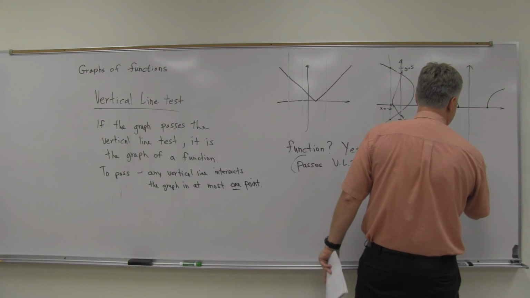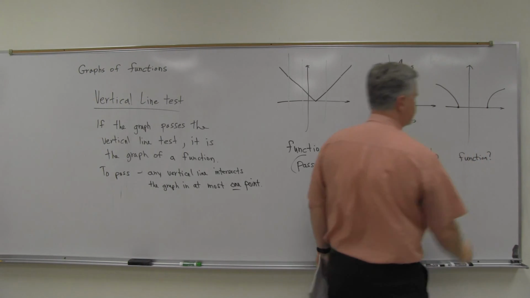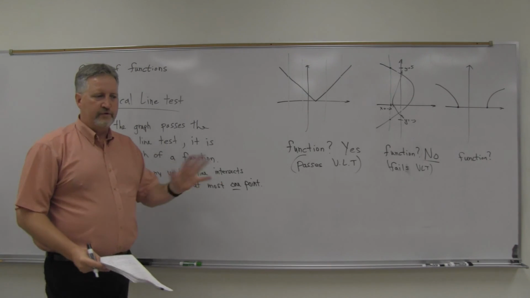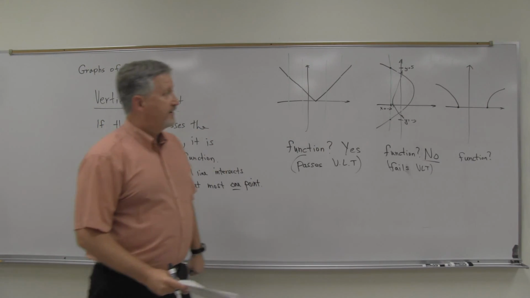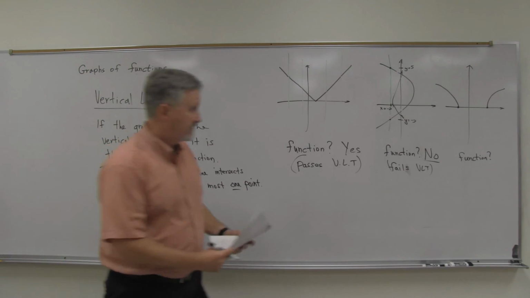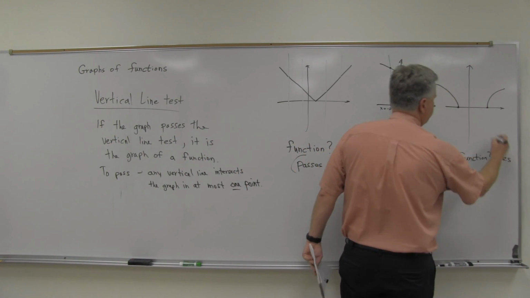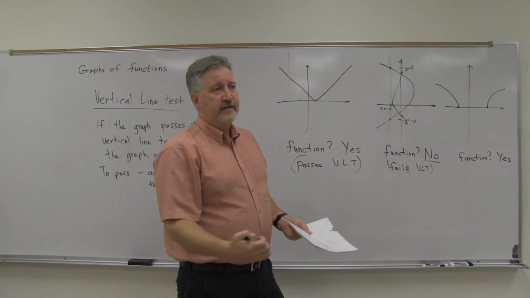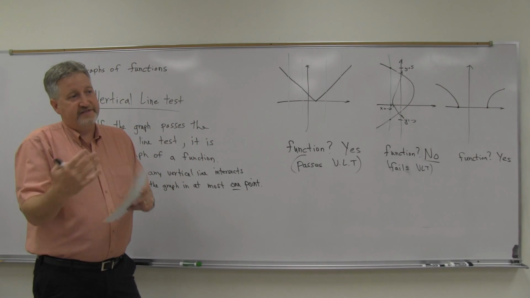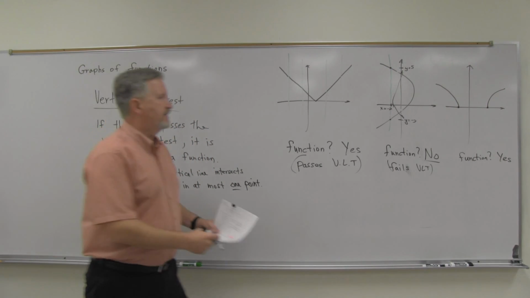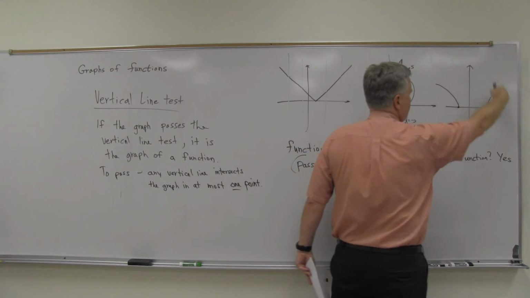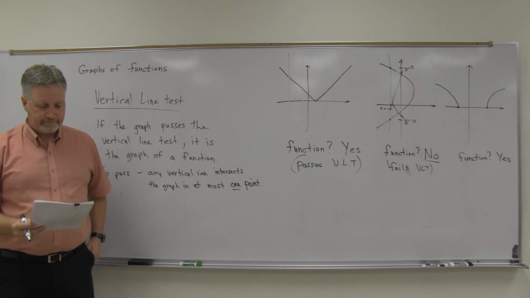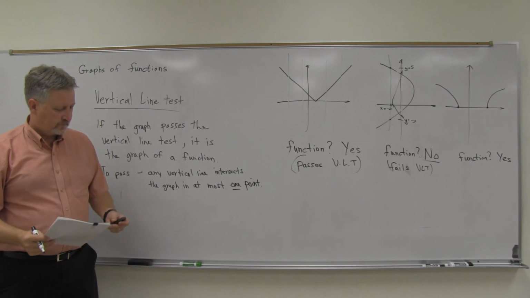One more here. Is this one a function? It's got two pieces. Your functions could have more than one piece. Is this one okay? Yes. In the middle, vertical lines wouldn't hit the graph at all, but that's okay. It can hit it in zero places. It just can't hit it in two or more. But any other vertical lines I draw, we're okay. So that one passes. All right? Any questions on that?